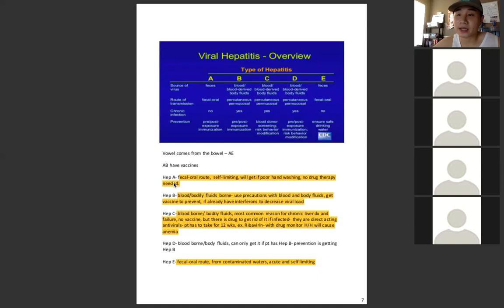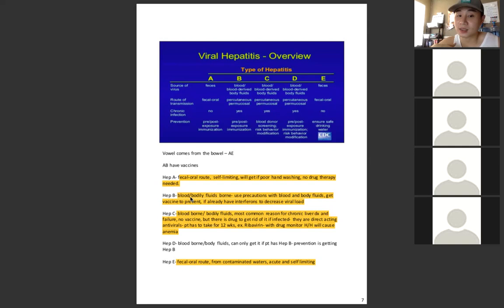Hepatitis B is blood and bodily fluid borne. So hepatitis B is transmitted via blood. If we have a cut on our body and it is contaminated with another person's blood who has hepatitis B, we can get it that way. Or a needle stick: we stick someone with a needle and then accidentally stick ourselves with the same needle, and if that person has hepatitis B, we can get hepatitis B as well.